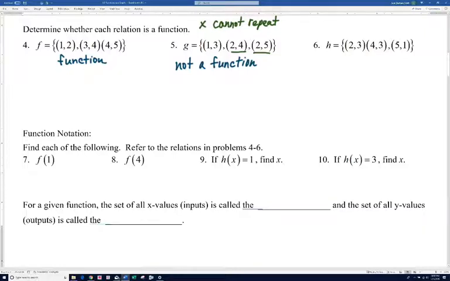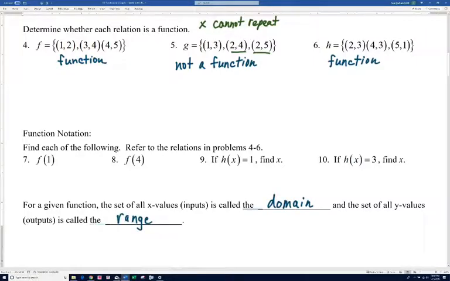And number 6, again, notice our outputs have repeated, but x hasn't, and so each of our inputs does correspond to exactly one output, and so that is a function. Alright, let's look at number 7 here. It says find each of the following, refer to the relations in problems 4 through 6. So on number 7, notice we're finding f of 1. So the question you should ask yourself, is 1 an input or an output? Well, 1 is the input.